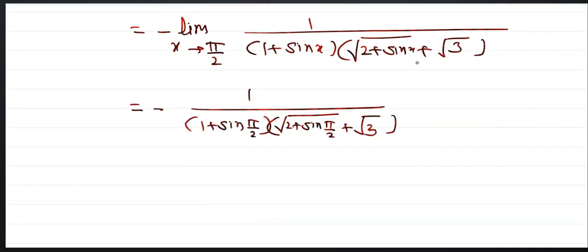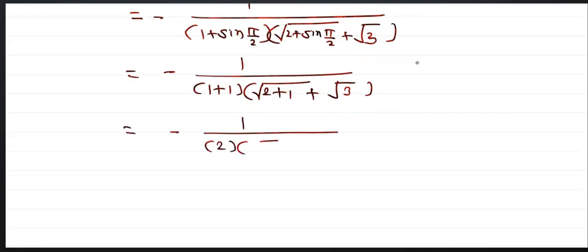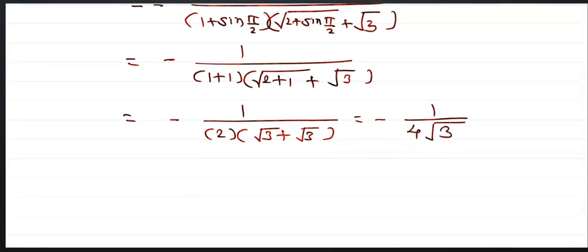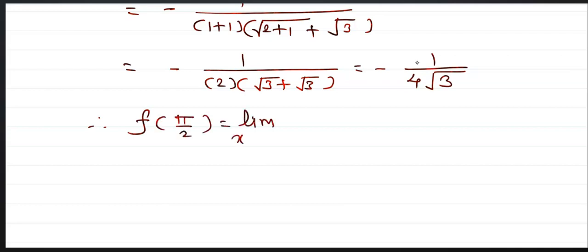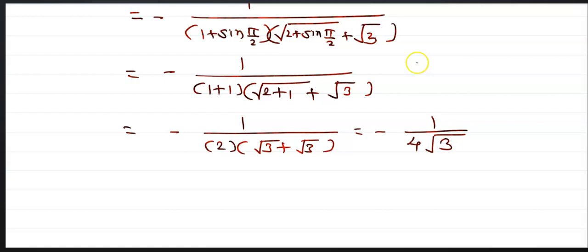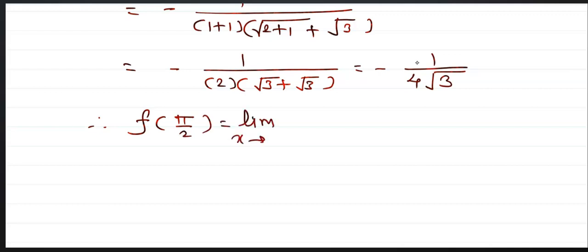Now here I am changing the value, that was root 3. Therefore root 3 plus root 3 is 2 times root 3. I had changed it. Now you can understand it. That is minus 1 upon 4 root 3. Therefore f of pi by 2 is equal to the limit of the function, that is equal to minus 1 upon 4 root 3. I will show you it again. This is the value of the function.